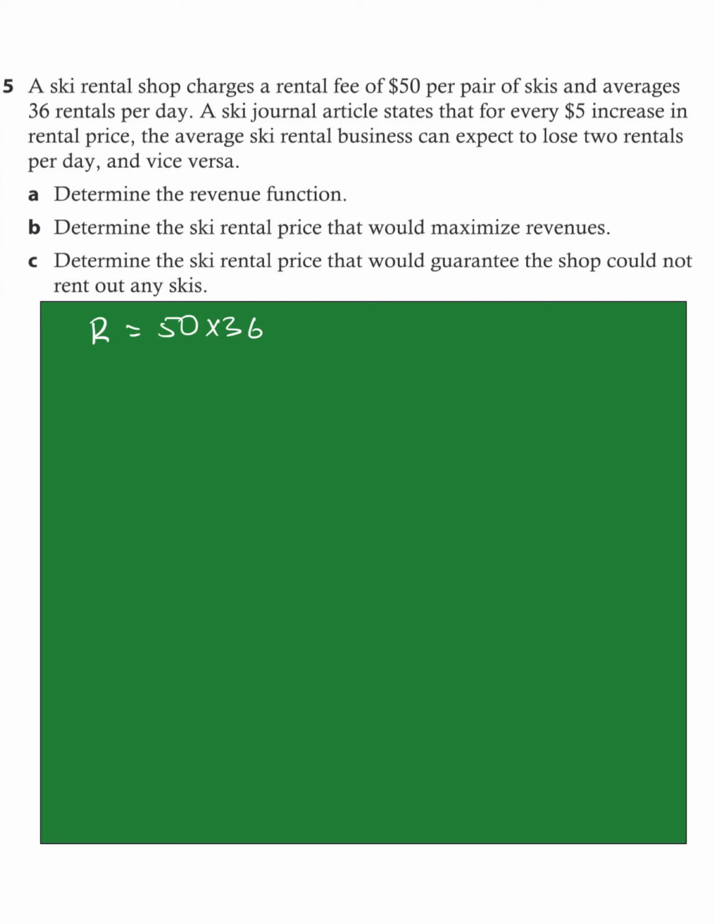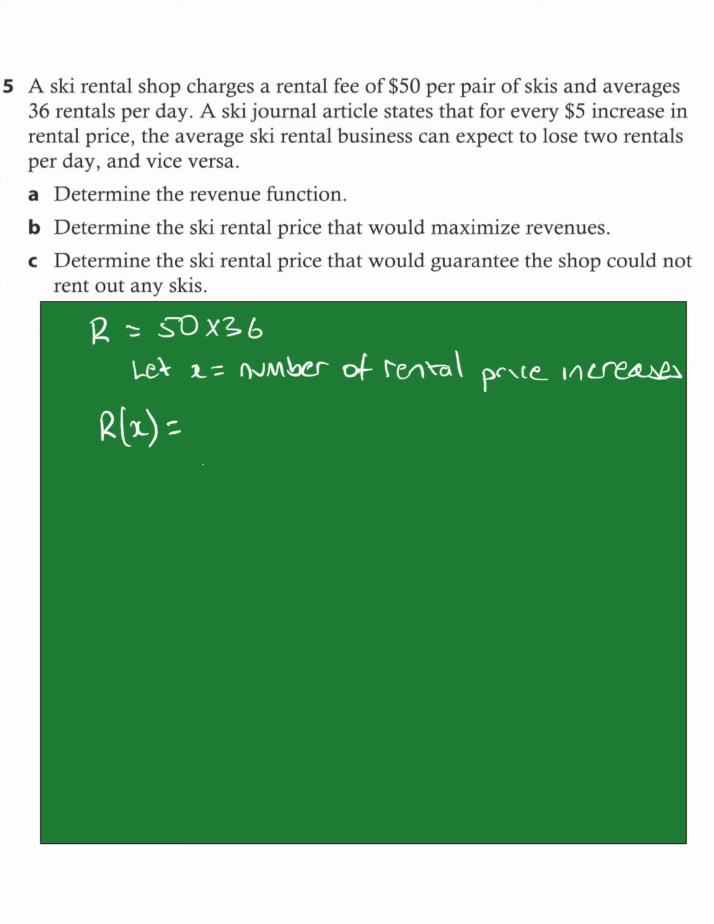But now we know a ski journal article states that for every $5 increase in rental price, the average ski rental business can expect to lose 2 rentals per day and vice versa. So we're going to introduce a variable. Let x equal the number of rental price increases. Now I've introduced a variable, so we'll call this R as a function of x.